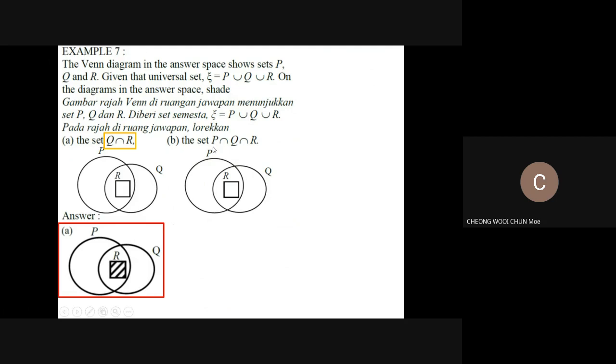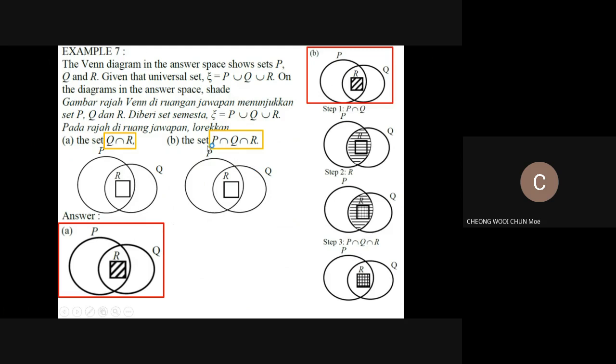Then B, set P intersect Q intersect R. Before you do P intersect Q intersect R, you can try to draw the circles on your own first. P intersect Q intersect R means P, Q, R touch together in the middle. You see? If you don't know, we can use this method. We can ignore the second symbol first, just take the first symbol. P intersect Q.